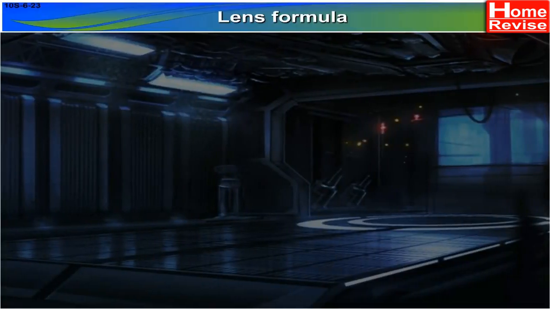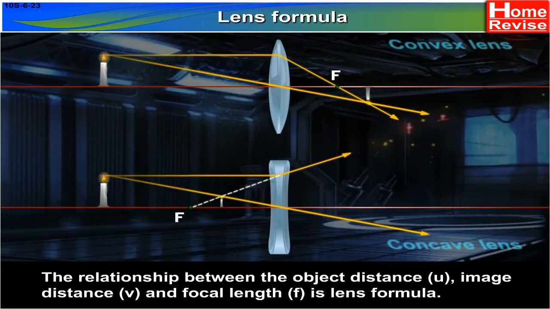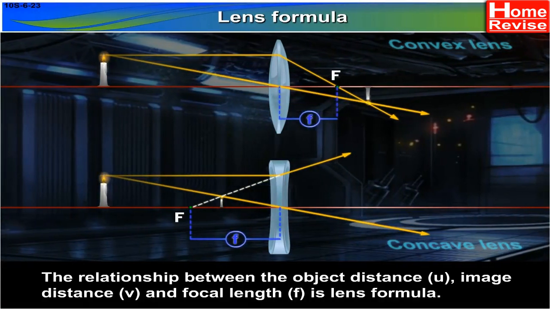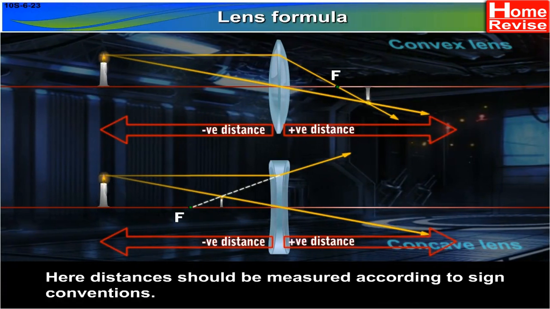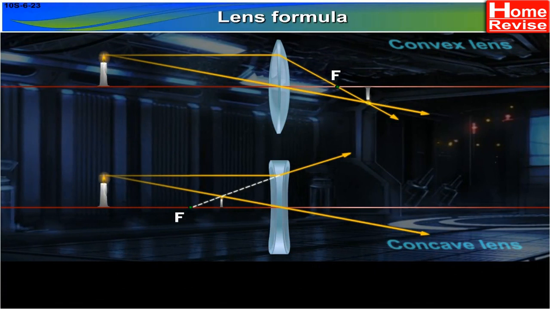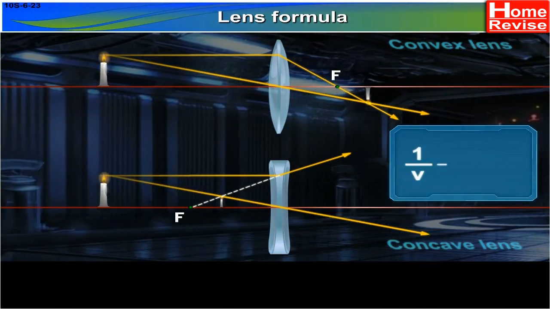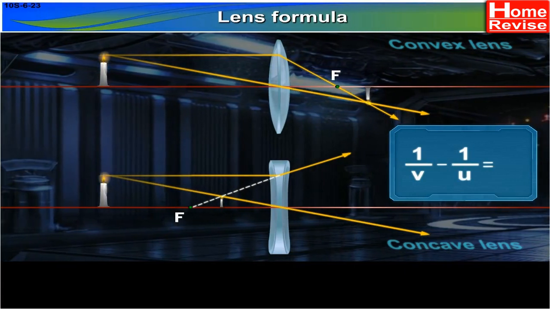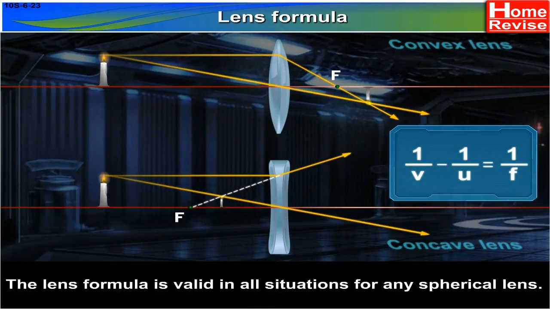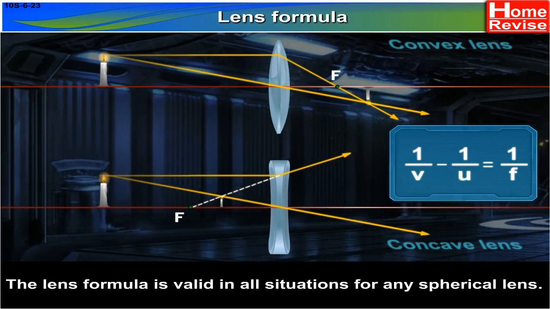Lens formula. The relationship between the object distance u, image distance v, and focal length f is the lens formula. Here, distances should be measured according to sign conventions. The lens formula is given as 1/v minus 1/u is equal to 1/f. The lens formula is valid in all situations for any spherical lens.